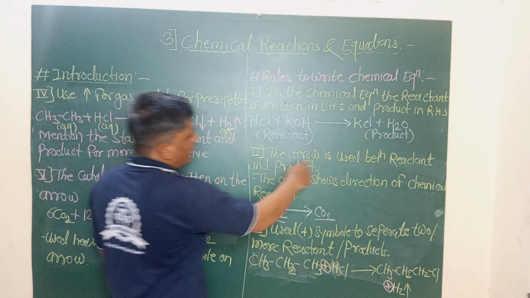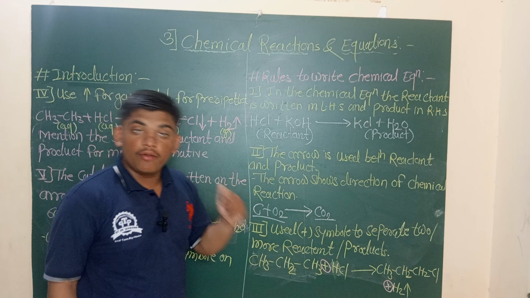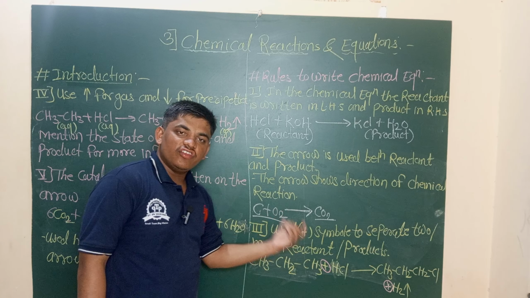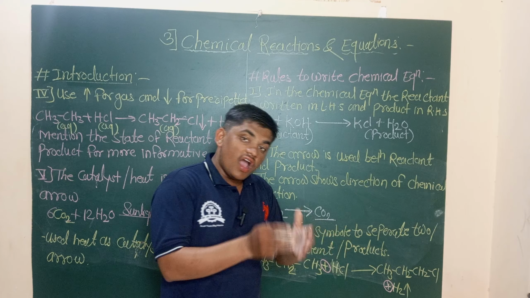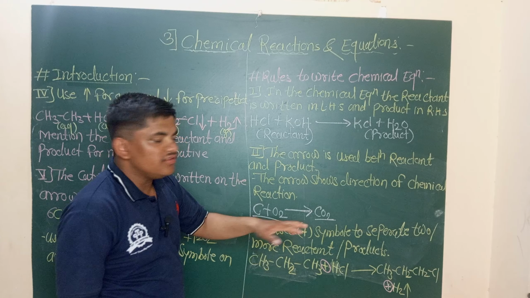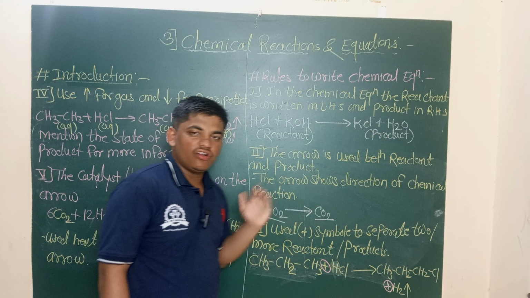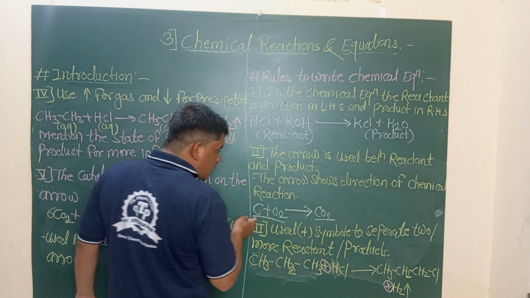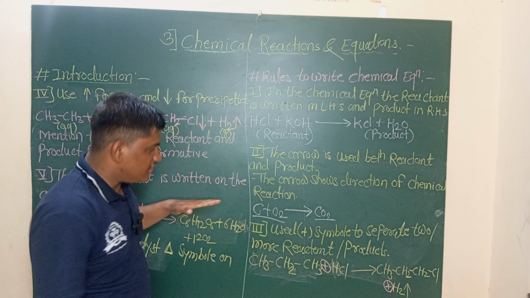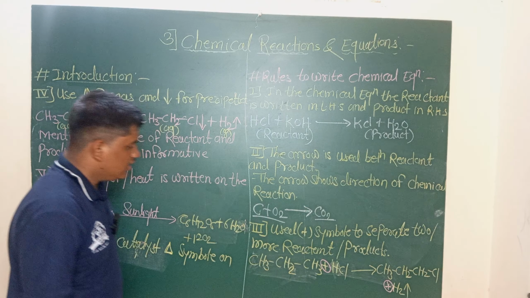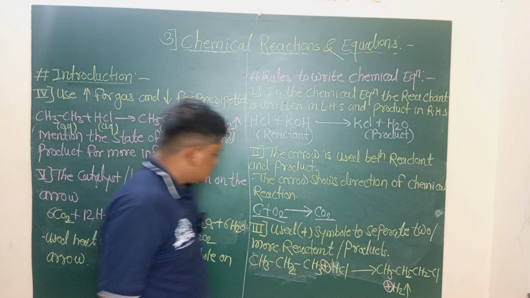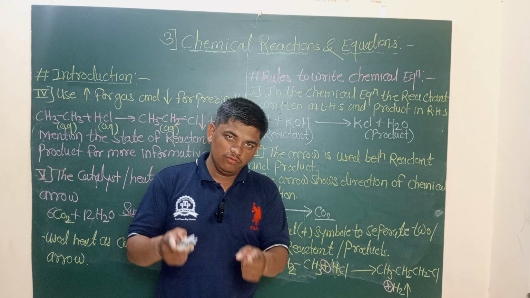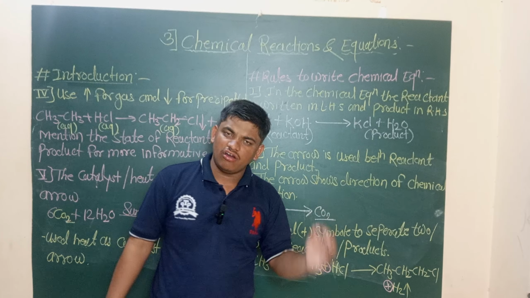The second one: the arrow is used between the reactant and product. The carbon and oxygen are the reactants, carbon dioxide is the product. They are separated with the arrow. The arrow shows the direction of the chemical reaction. These are the reactants and the product is formed, and the arrow shows the direction of the chemical reaction.